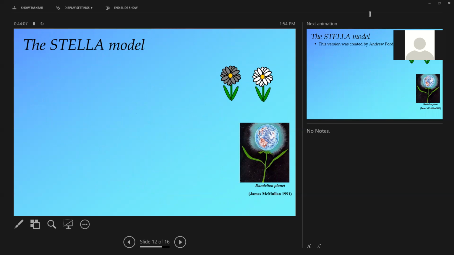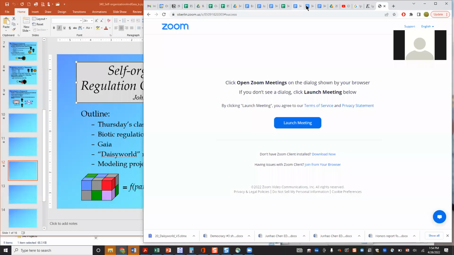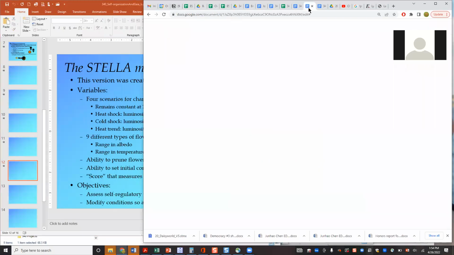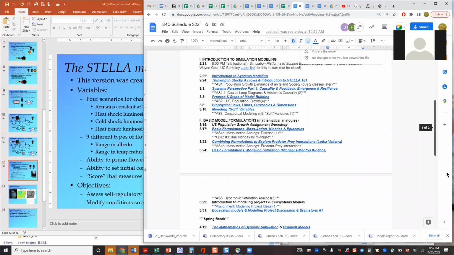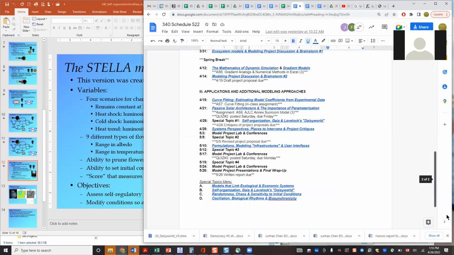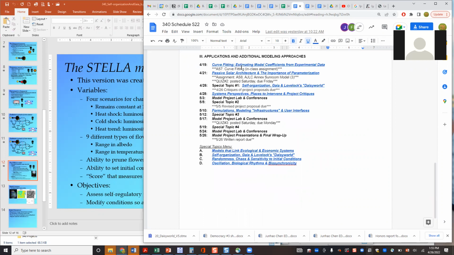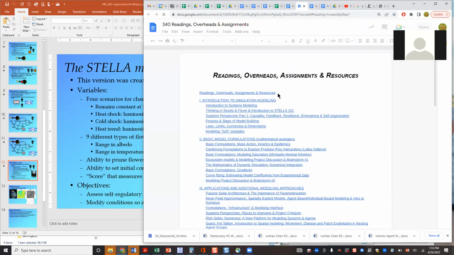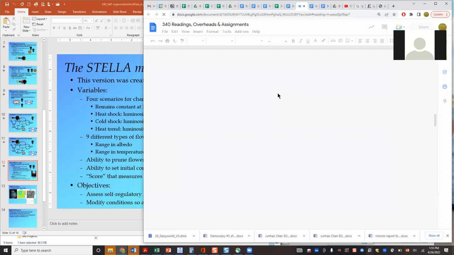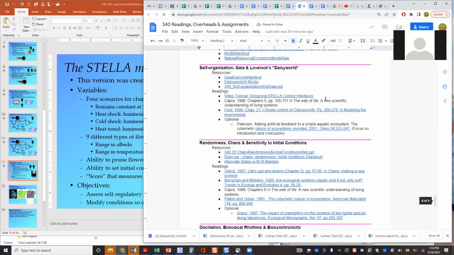So if we go to the syllabus, you're going to find a... right. Let's go down to today's class and click on self-organizing Gaia and Lovelock, and there'll be a link to download here for the DaisyWorld version 5 model.